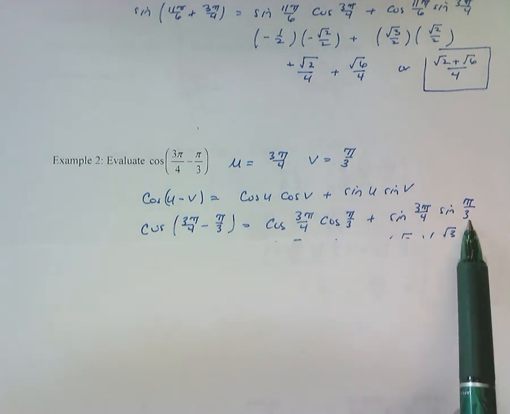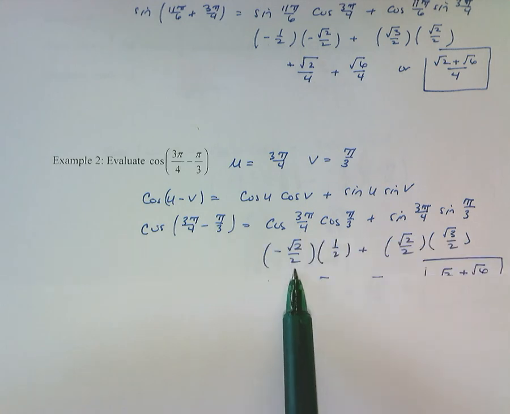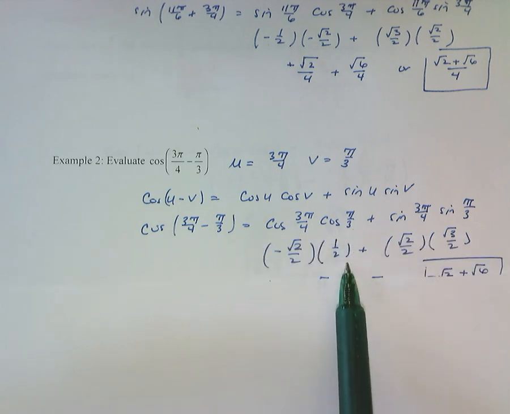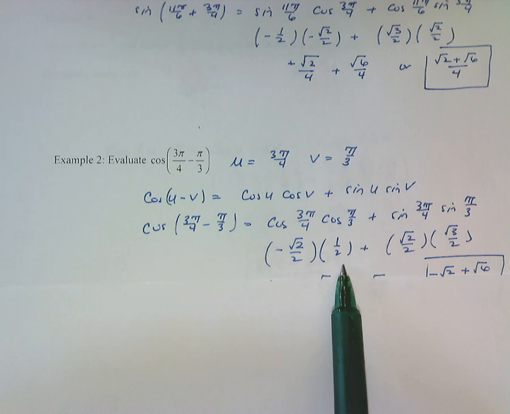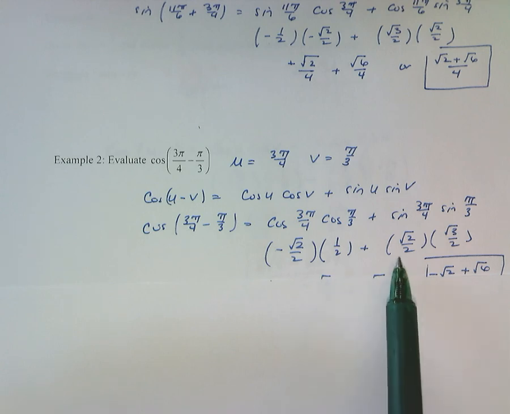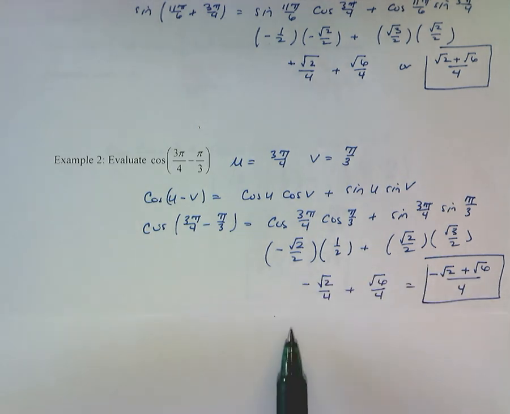I replace cosine of 3 pi over 4 with negative square root of 2 over 2. Cosine of pi over 3 is 1/2. And you can see where memorizing your unit circle really makes a difference. This is going to take you a long time if you have to keep looking back at your answers. You really are expected to have these memorized.